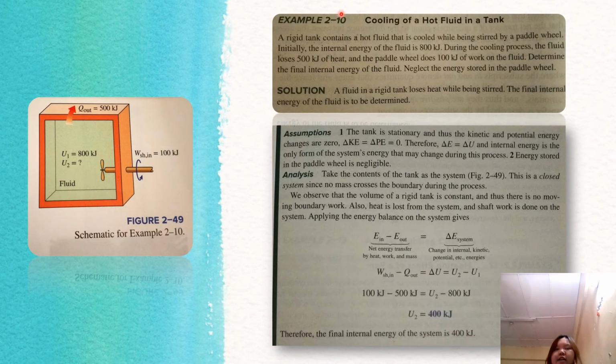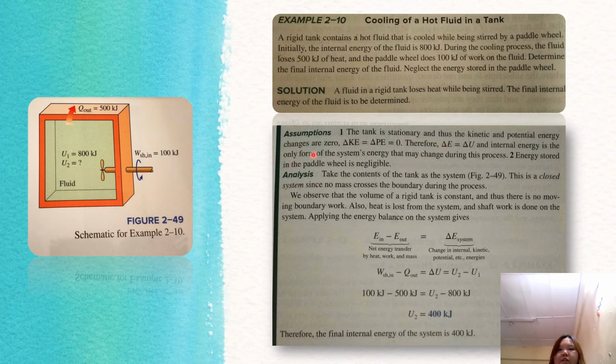This is one of the examples I took from our textbook, which is the cooling of a hot fluid in a tank. A rigid tank contains a hot fluid that is cooled while being stirred by a paddle wheel. Initially, the internal energy of the fluid is 800 kJ. You can refer to the picture here. During the cooling process, the fluid loses 500 kJ of heat and the paddle wheel does 100 kJ of work on the fluid. Determine the final internal energy of the fluid. Neglect the energy stored in the paddle wheel.